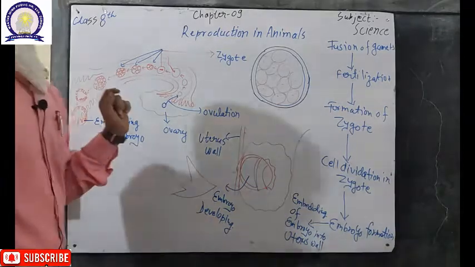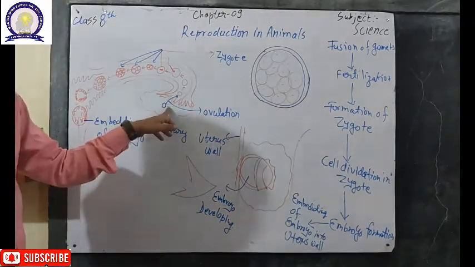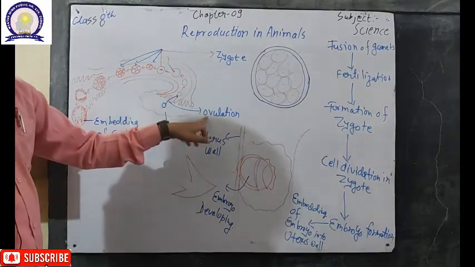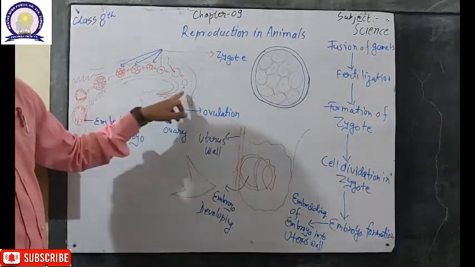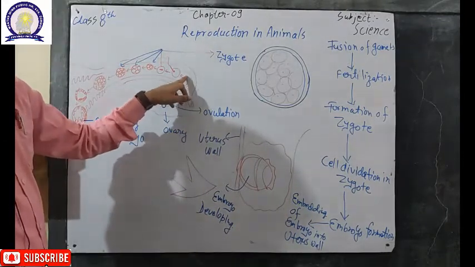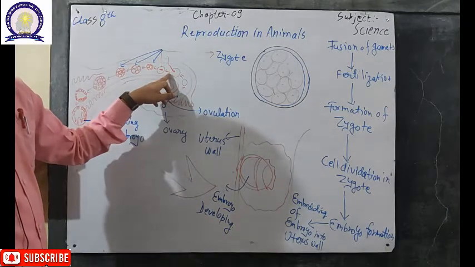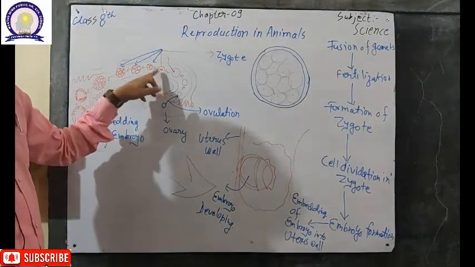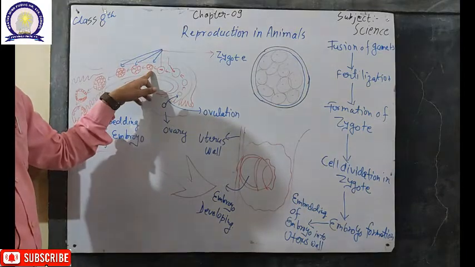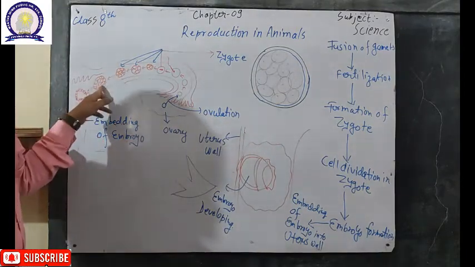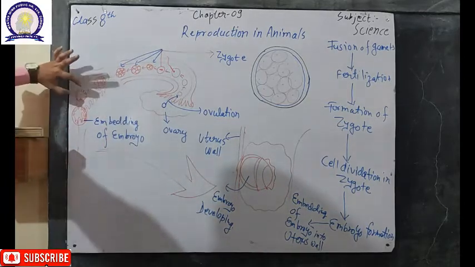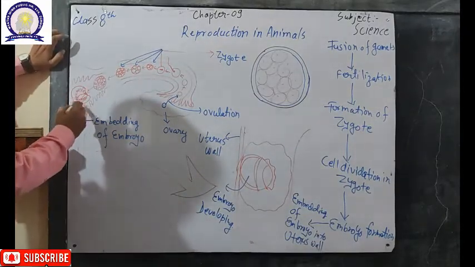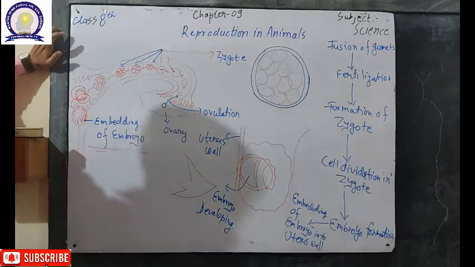So how does this process take place? As I told you, first ovulation occurs, that is the ovary carrying an egg releases the egg into the oviduct. This process is called ovulation. Now the ovum travels inside the oviduct, and here inside the oviduct fertilization takes place and the fusion of the gametes occurs. After the fusion of the gametes, the zygote forms. The zygote starts to divide: first 1 to 2 cells, 2 to 4, 4 to 8, 8 to 16. After the 16-cell stage, the cells divide into two types of groups, and now the embryo starts to embed inside the wall of the uterus.